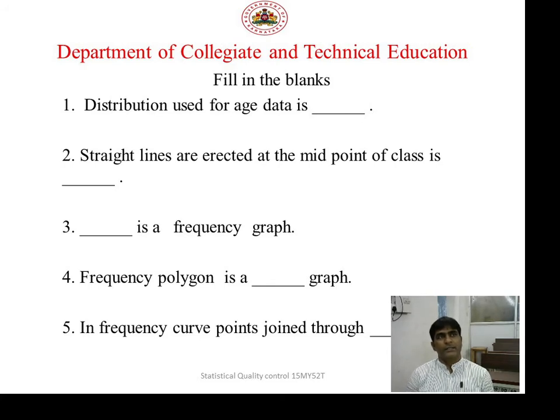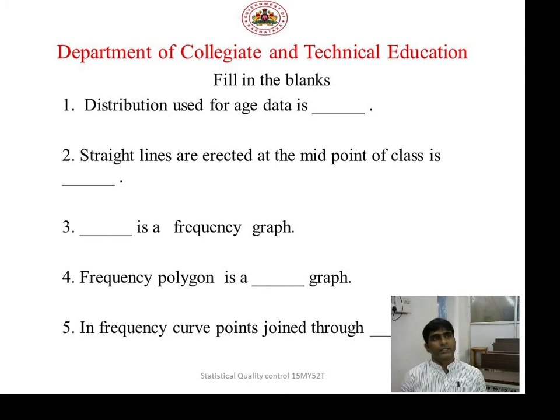Fill in the blanks. Distribution used for age data is dash. I'll repeat the question. Distribution used for age data is dash. Which type of distribution are we using for age data, students? The answer is continuous frequency distribution. Okay, that is one.